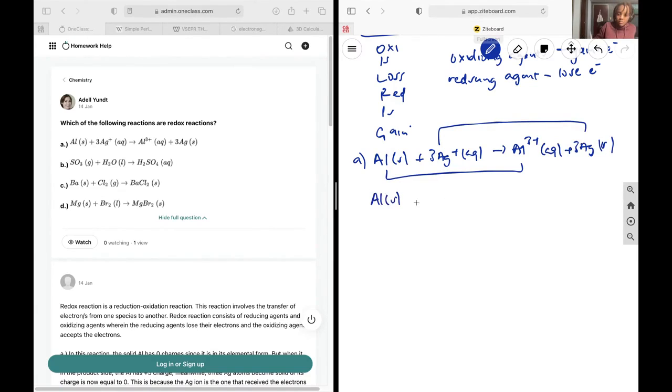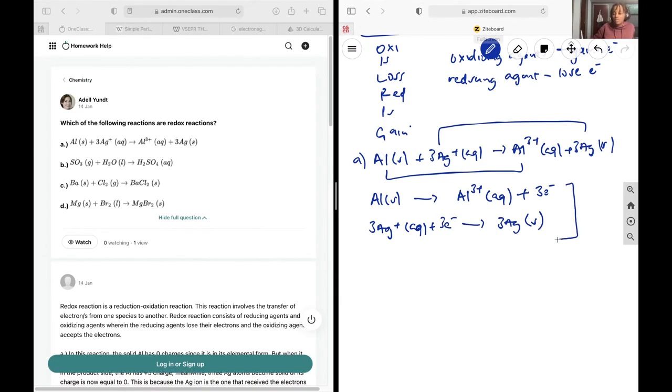With the aluminum, it's going from Al solid to Al3+. We must balance out the charge, and so we have a net charge of 0 here, a net charge of 3+ here. If we're balancing that out with electrons, that means we add 3 electrons at the end. Next up, we analyze the silver one, and we get 3Ag+ aqueous into 3Ag solid. Again, we need to balance out the charge. We have 3+ here, 0 here, so we're just going to add 3 electrons here.